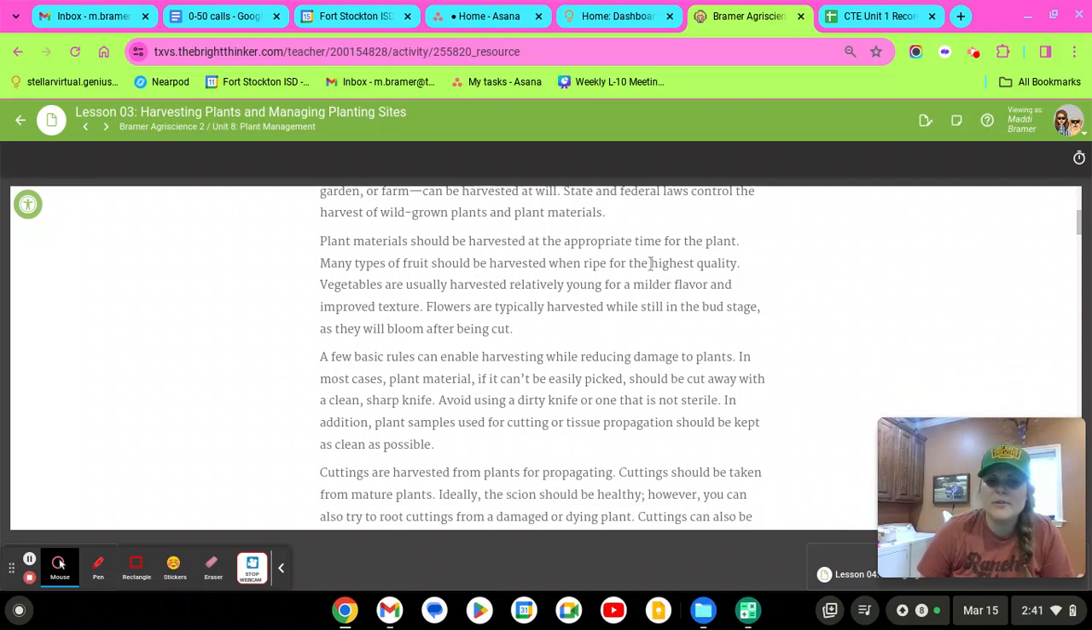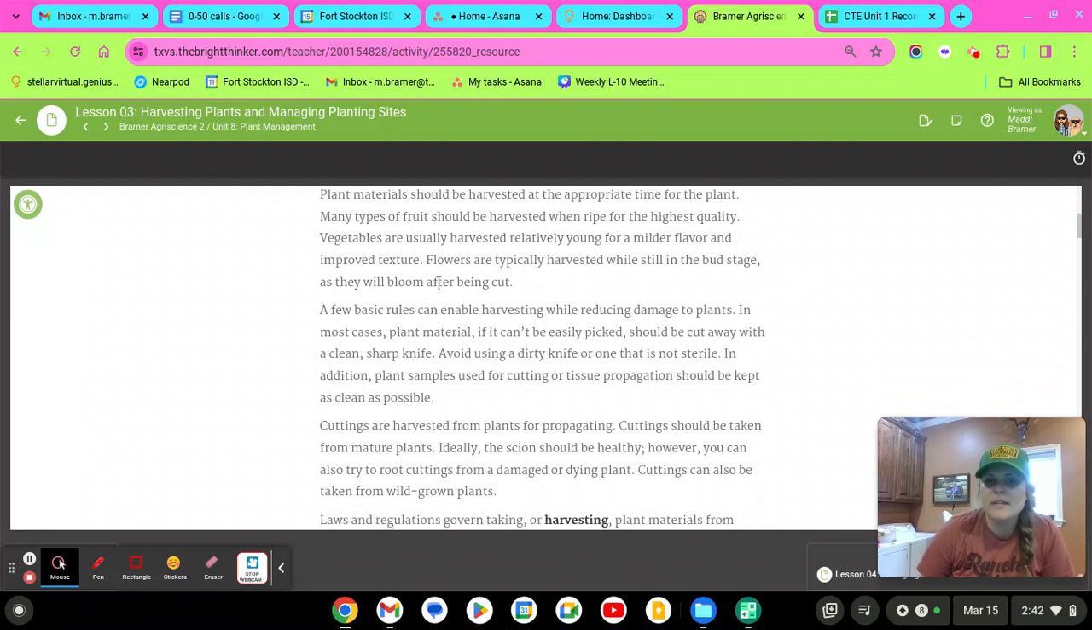So many types of fruits are harvested when ripe for the highest quality. Vegetables are harvested relatively younger for milder flavor and improved texture. Flowers are harvested while in the bud stage, so before they bloom, because after you cut them, they'll bloom faster. And once a flower blooms, you only have such a short amount of time before it wilts and dies.